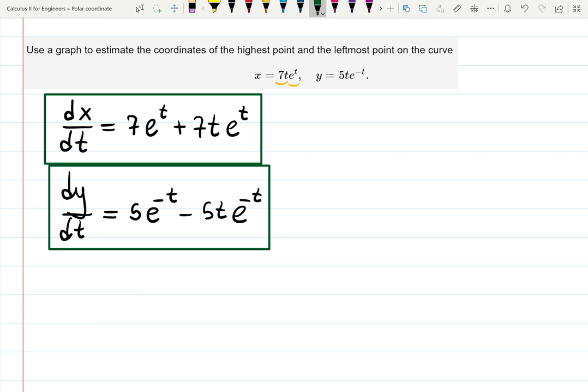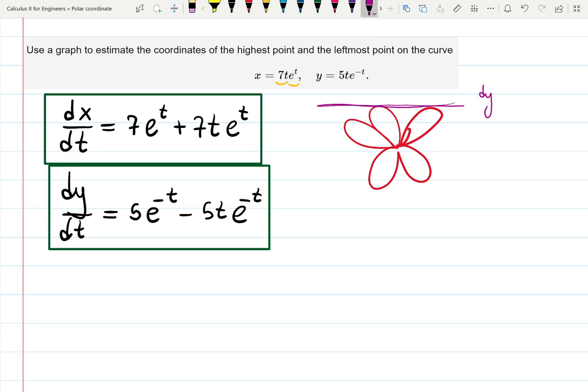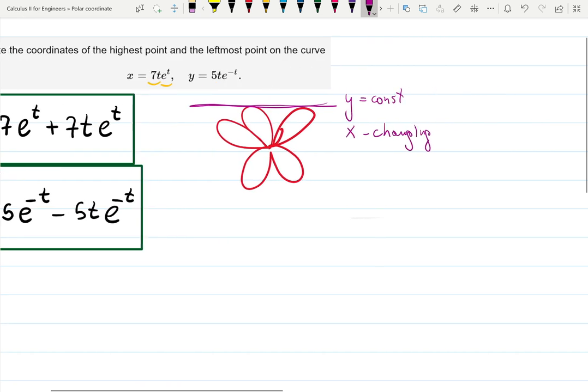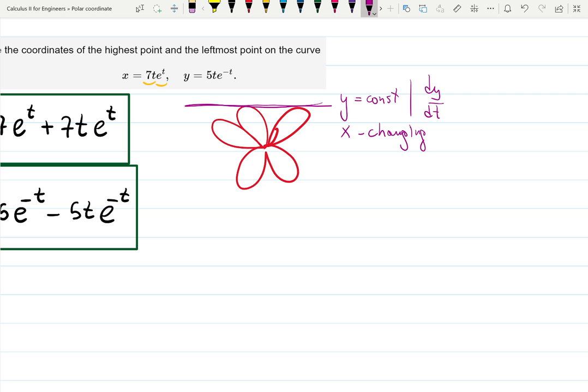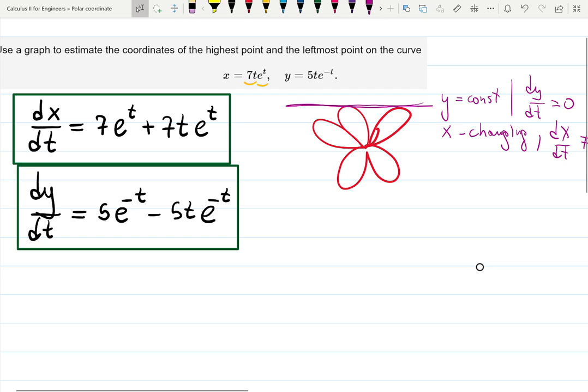Now, the highest point on the curve will occur at the horizontal tangent. You can imagine this way: if you're working with a circle or maybe even a flower, what is the highest point of that flower? It is going to be where you have a horizontal tangent line. So to find where the line is horizontal, you need to make sure that y doesn't change. So y is a constant, it's fixed. But x can be changing because x is running left and right. How to mathematically write down the fact that y is not changing? That means the derivative of y with respect to t is 0, but the derivative of x with respect to t is not 0.